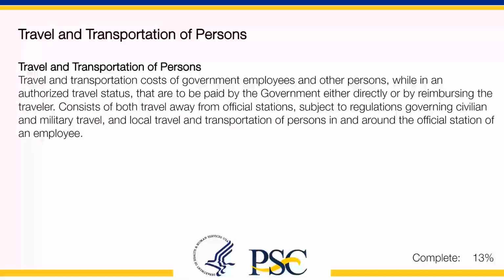Travel and transportation of persons. Travel and transportation costs of government employees and other persons, while in an authorized travel status, that are to be paid by the government, either directly, or by reimbursing the traveler. Consists of both travel away from official stations, subject to regulations governing civilian and military travel, and local travel and transportation of persons in and around the official station of an employee.